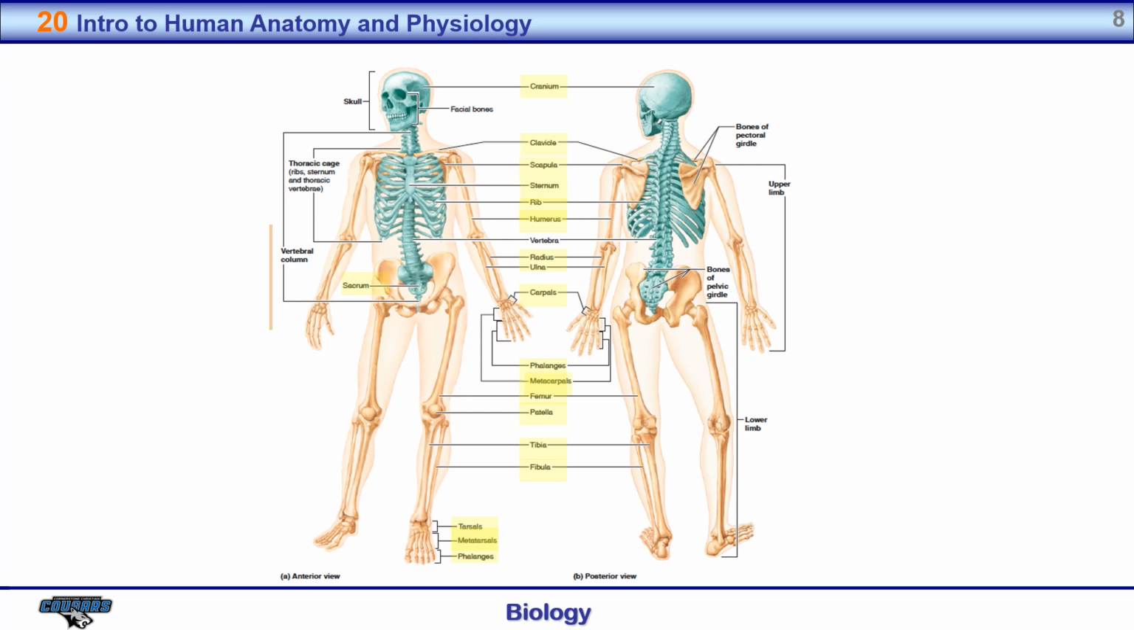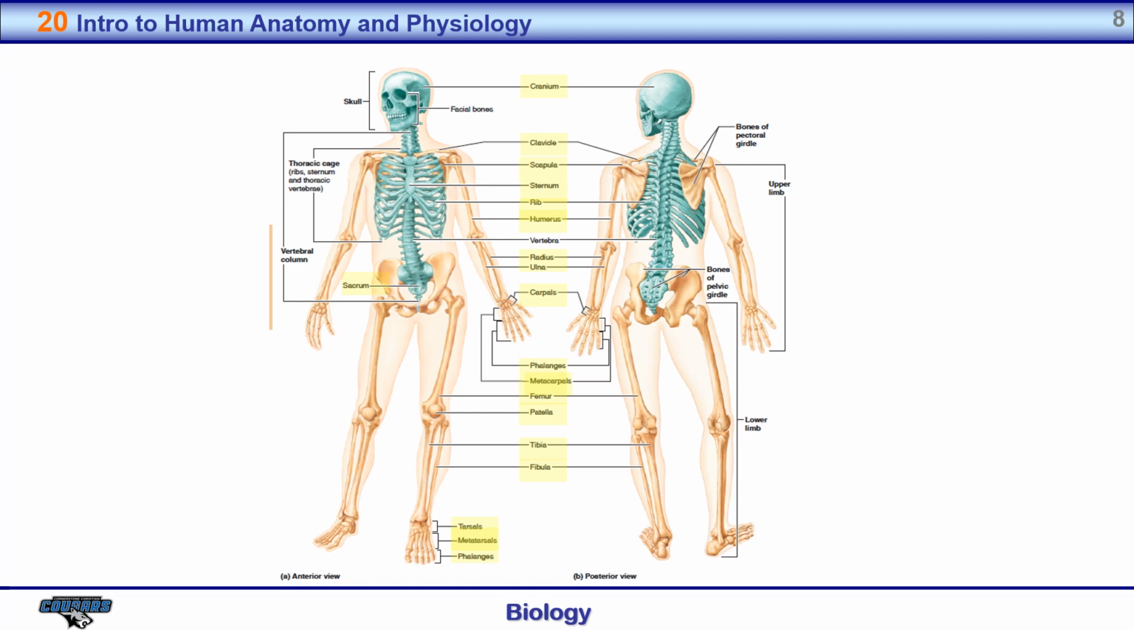And both hands have these sets of bones. The bones that you would find, like for instance, making up the palm of your hand, those are called the metacarpals. Metacarpals. And then the fingers, the bones that make up the fingers, are your phalanges. Okay, now going down to the hip. The bones that make up the hip are called the pelvic girdle. Pelvic girdle.